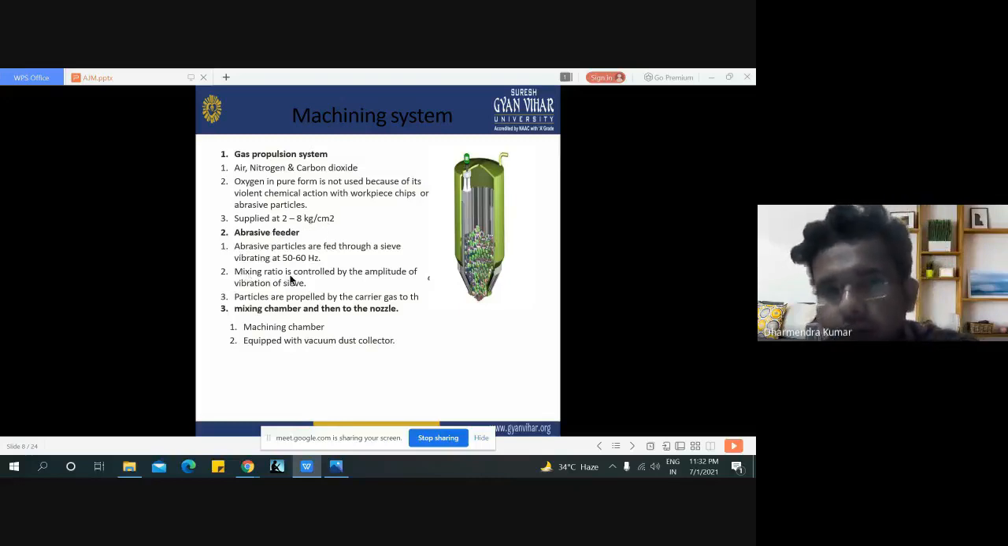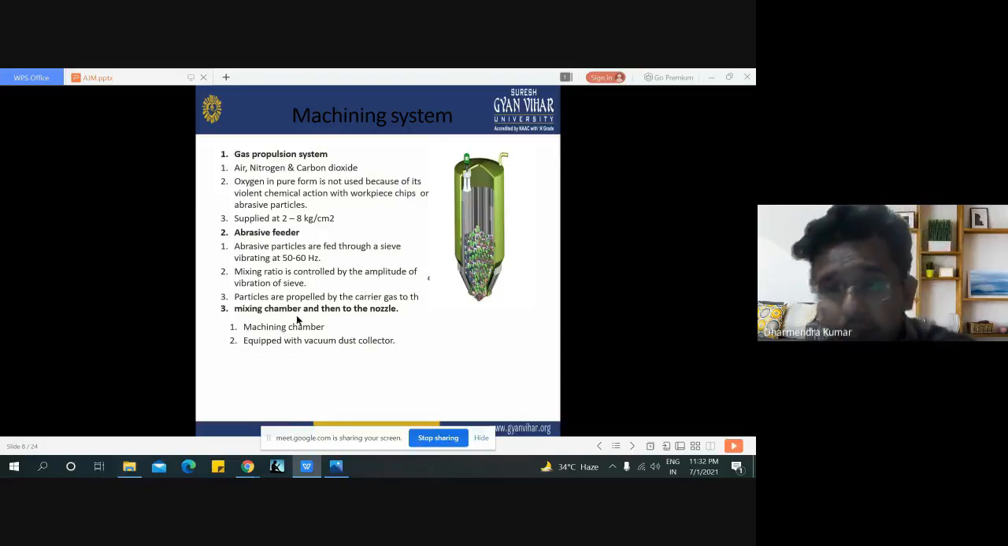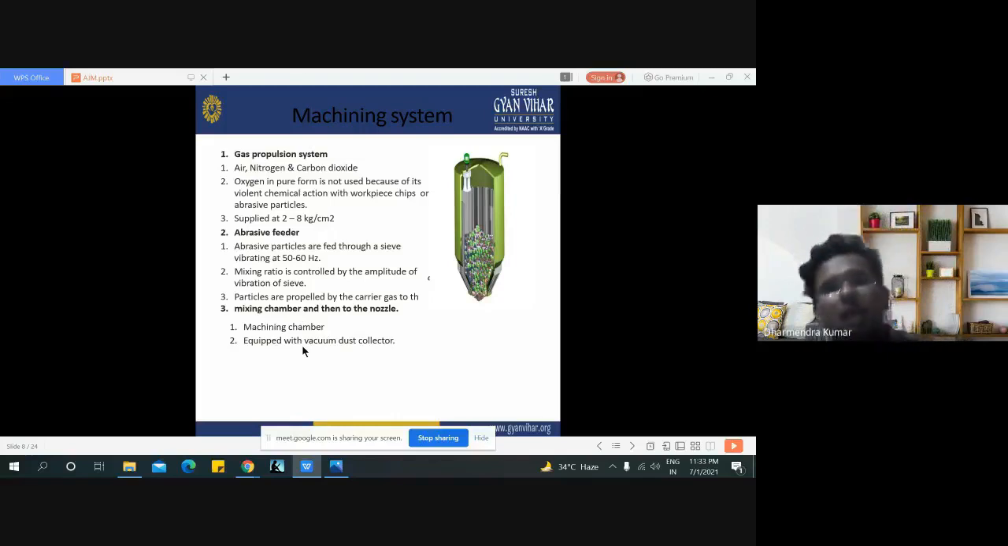Now the function of the abrasive feeder, which is situated above the place where mixing takes place. Abrasive particles are fed through a sieve vibrating at 50 to 60 hertz. The mixing ratio is controlled by the amplitude of vibration of the sieve. Particles are propelled by the carrier gas through the chamber. The mixing chamber is just below the abrasive feeder, equipped with a vacuum dust collector, and just above the magnetic shaker.